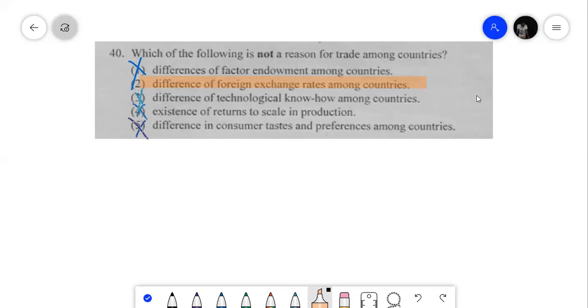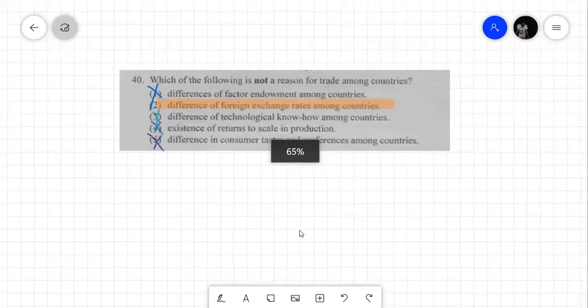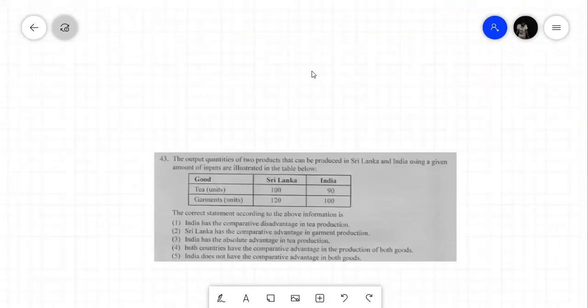That is not why trade is caused. Trade is caused because of other reasons. Because of trade, yes, exchange rate can change, but exchange rate is not the reason for the trade. You have to get that, right? So what is not a reason for trade is the difference in foreign exchange rate. Okay, that's 40. Then there is 43.